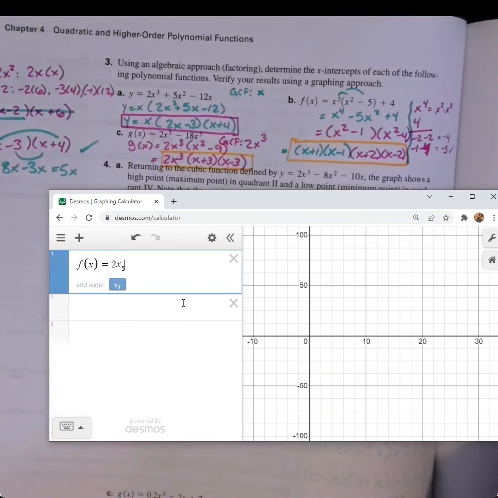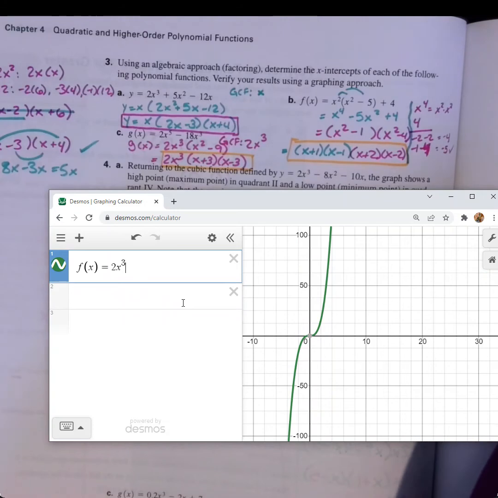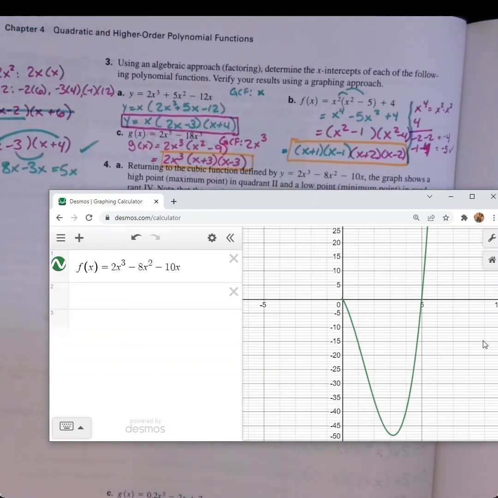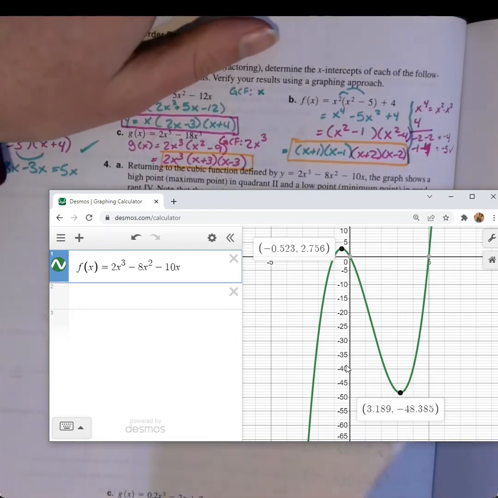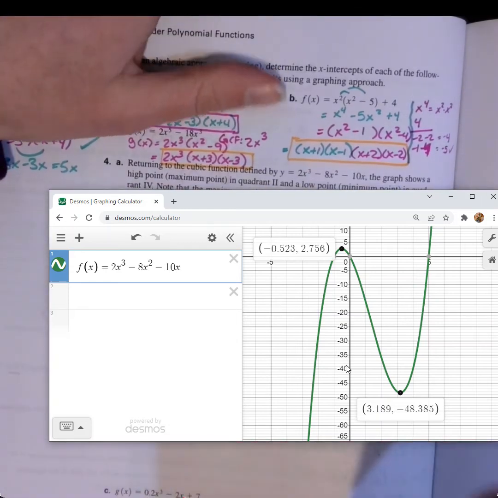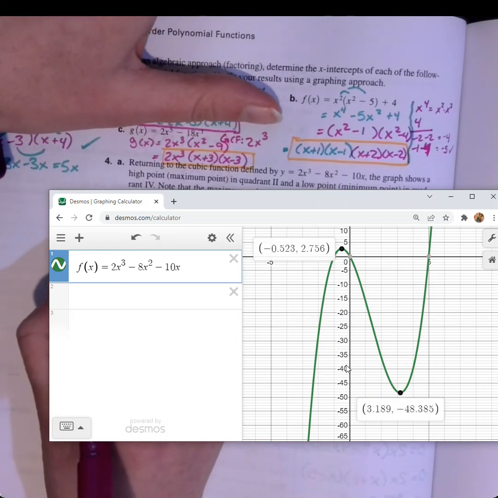This was our cubic function minus the 8x squared minus 10x. Okay, so I'm going to zoom in on this a little bit and identify the maximum point and the minimum point. So a quadratic function has a vertex, which is either a maximum or a minimum. Cubic functions may have both a maximum and a minimum, or they might have neither depending on what their shape is. So this particular one has a maximum point. I'll just make a note of it off to the side.